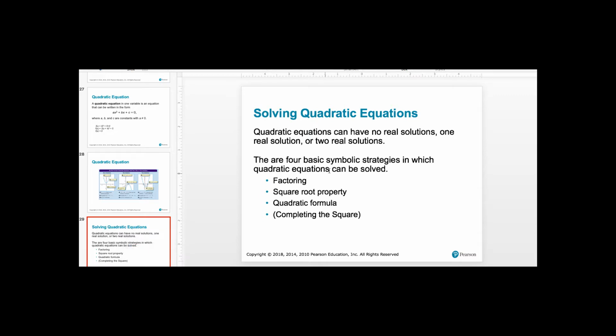So again, be expecting either none, one, or two solutions when you're doing this. And we have these four basic methods for solving quadratics. And again, I'm not going to show you completing the square, but just know it is another alternative method for doing so. So we'll talk about the first three.